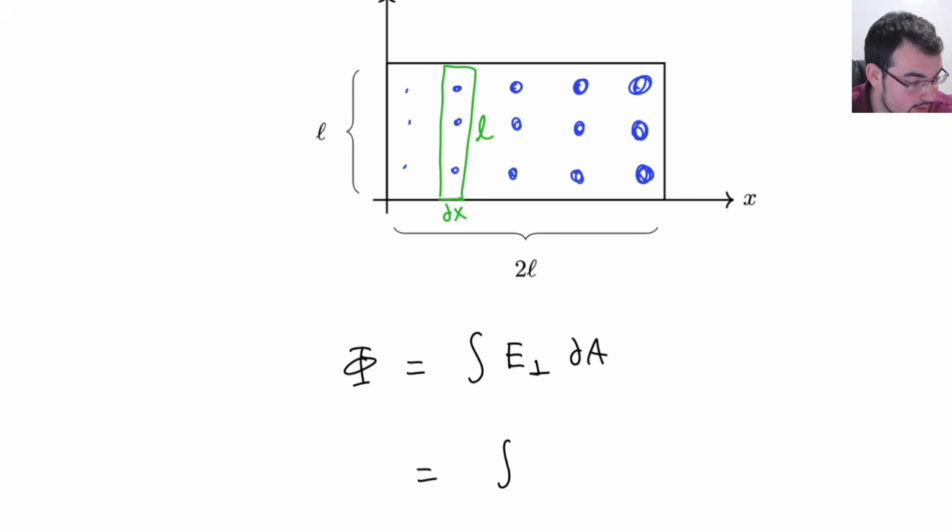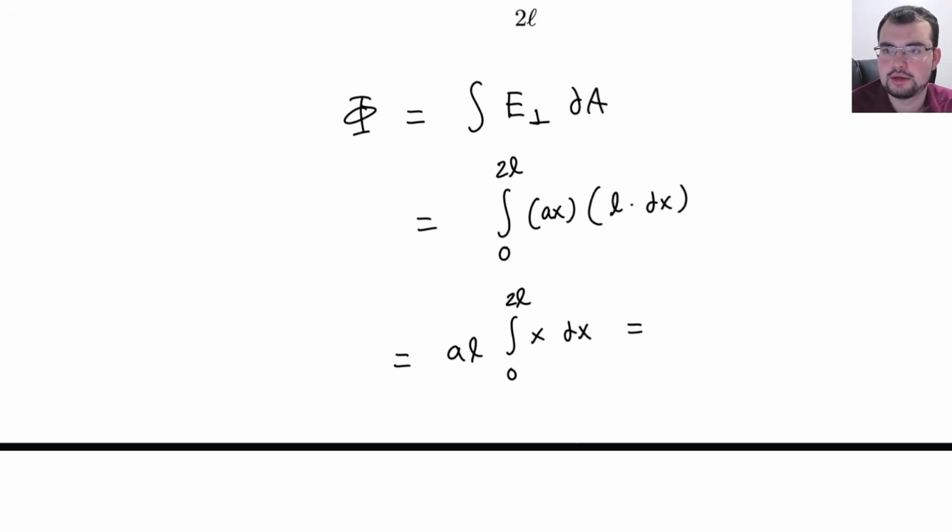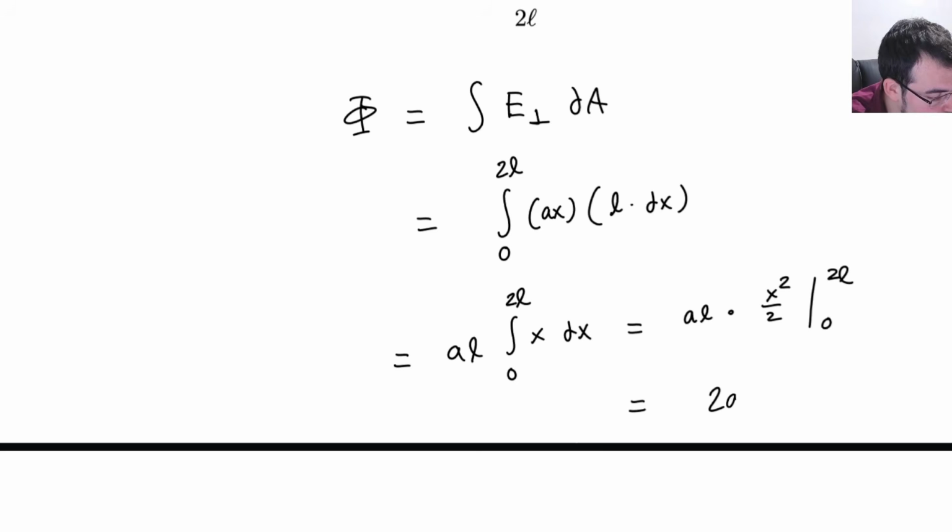Our closest strip is at x equals 0, and our farthest strip is at x equals 2L. Our expression for the E field was A times x, and dA we said was L times dx. So A and L are both constants. Now if we just evaluate this integral, we'd get AL times x squared over 2 from 0 to 2L. So we'd get 4L squared over 2, which is 2L squared. So 2AL cubed, it looks like, will be our flux.